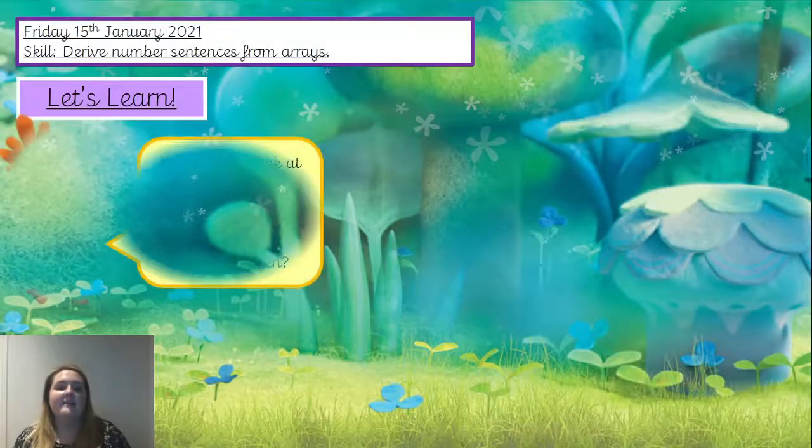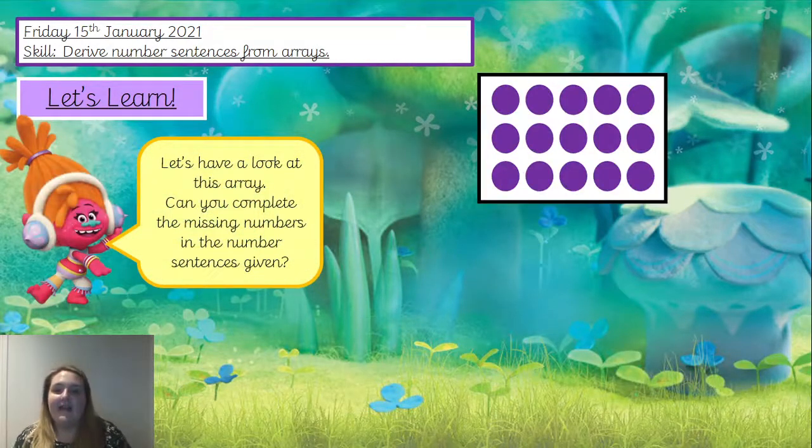Okay, this time we are going to have another array. Here's the array we are looking at now. I would like you to help me complete the missing numbers in the number sentences you've been given. So first of all, before I reveal those hints, I want you to have a look at this array. How many counters are there in total? How many rows are there? And also how many columns are there in this array? Off you go.